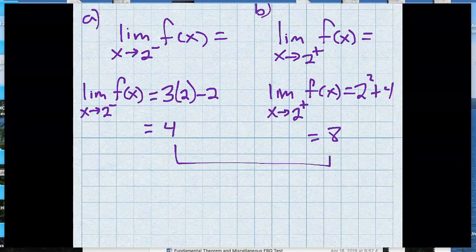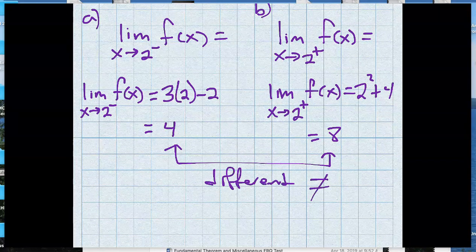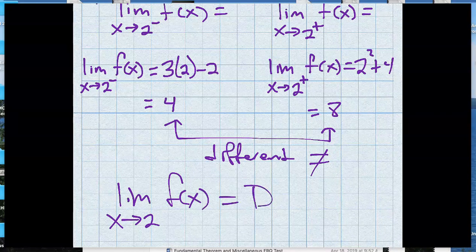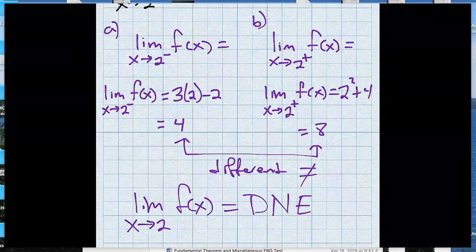So because these are different, or they are not equal, then the limit as x goes towards 2 of the function f of x does not exist. But you really have to do that full analysis. Writing out the limits, writing out the one-sided limits is going to be a super important thing for you to do to communicate if you're asked a question like this on the AP exam.